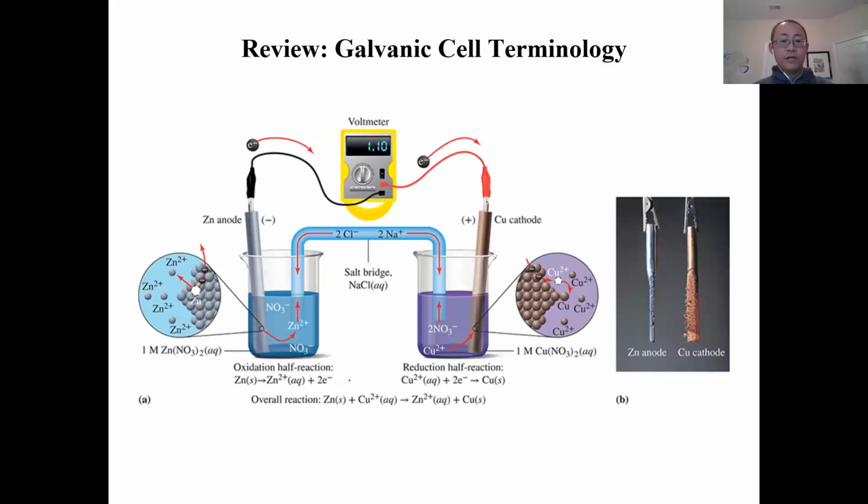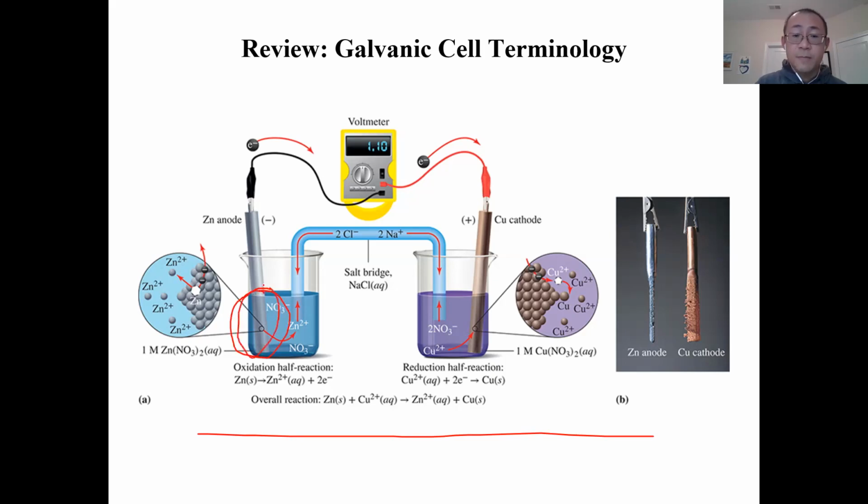So finally, we want to review some of the terminology so far about batteries and galvanic cells. Again, a battery is a few galvanic cells wired together. The basic unit of a battery is called a galvanic cell. This picture is of a lab galvanic cell. And we know in a cell, there are two half reactions.